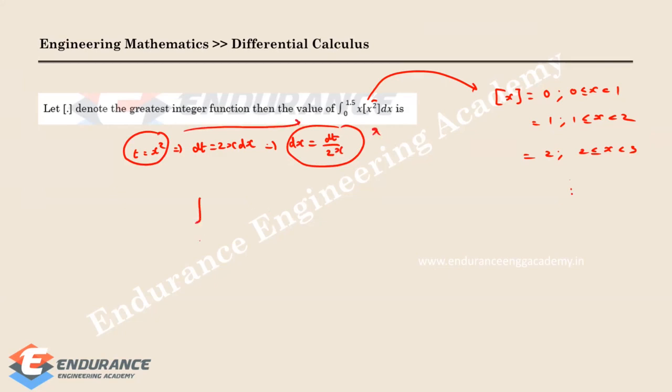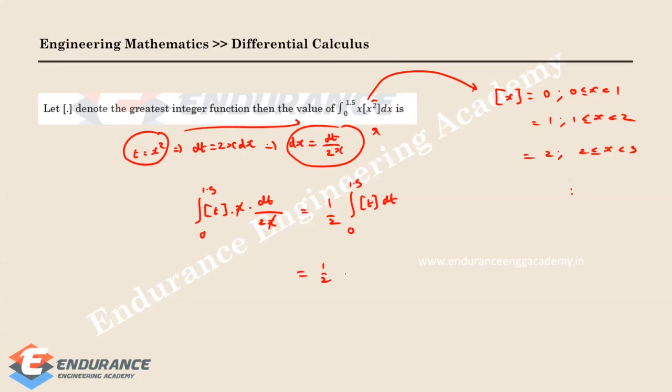So integration from 0 to 1.5. The x square can be simply replaced as t. This x I will keep as it is. dx can be replaced as dt by 2 into x. x and x can be cancelled. 1 by 2 I can bring out. So 1 by 2 integration from 0 to 1.5 of step function of t into dt.